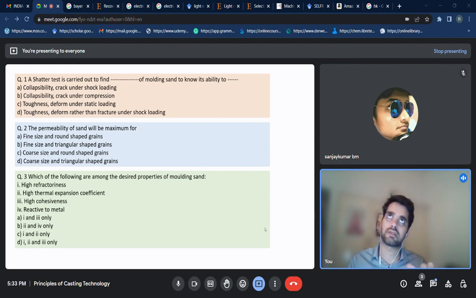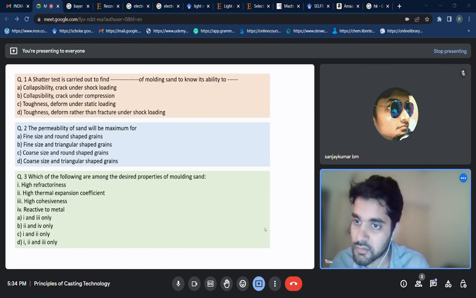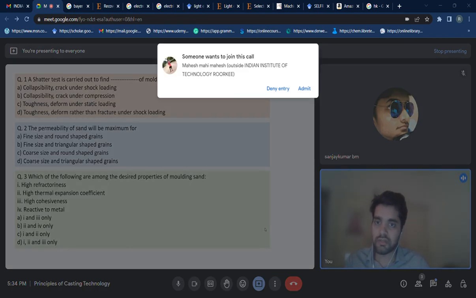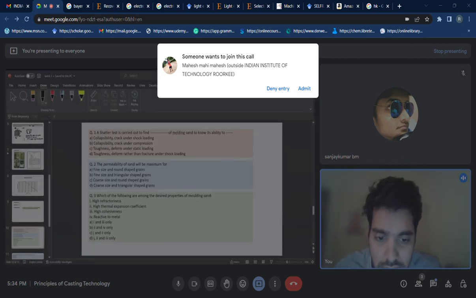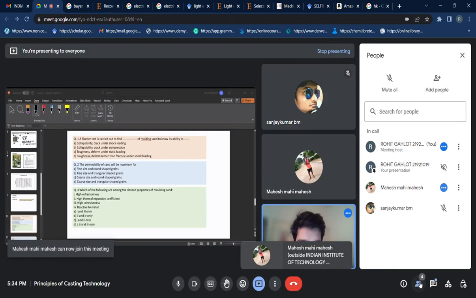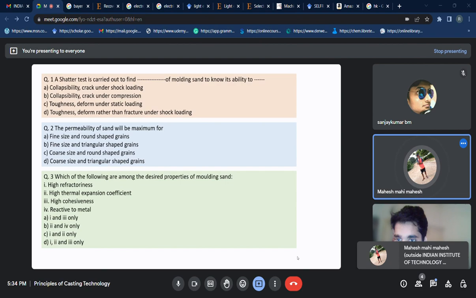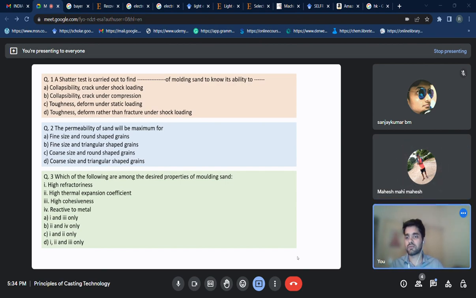So the setter test is generally carried out to find the toughness of the molding sand, to know its ability to deform rather than fracture under shock loading. These are generally small MCQs. The more you read and go through the videos again, and make notes, and try to combine these MCQs with those videos, the more clarity you will get of your concepts.